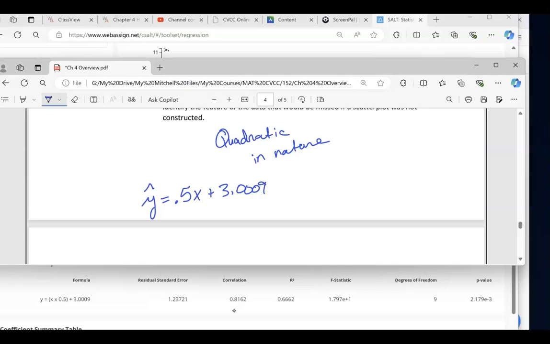And usually with these lines, you're going to see this written this way with y with that little caret over it. And we call that y hat, which means that we can use this line to find sample information. If we know other x values, we could plug it in and we could get a predicted y value. And that's the whole point of regression, is to be able to predict values.